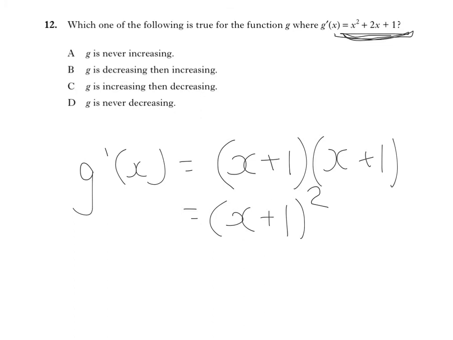Now something squared can never be negative. The least possible value it can take is 0. So for that, what we'd say is that x plus 1 all squared is greater than or equal to 0 for all values of x. Therefore, what we can say is that the function is definitely never decreasing. The gradient is never negative, it's always greater than or equal to 0, therefore it's option D.